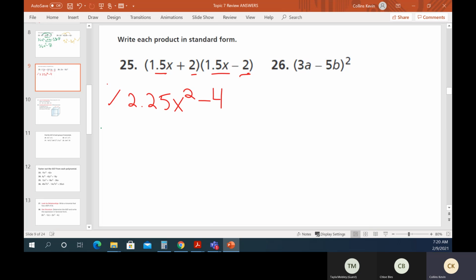So again, same deal. We're going to square this guy. So 3 times 3 is 9. A times A is A squared, right? And then we do the same thing with this guy. Now remember, even though it's negative, it's going to be minus 5 times minus 5. So this is plus 25. So this last guy is always positive. And then B times B is B squared. All right, so that's those two guys.